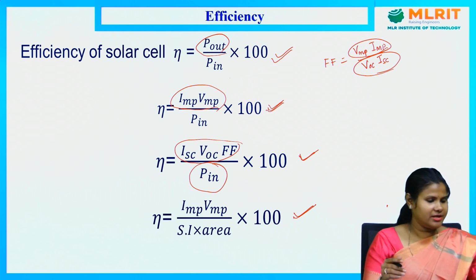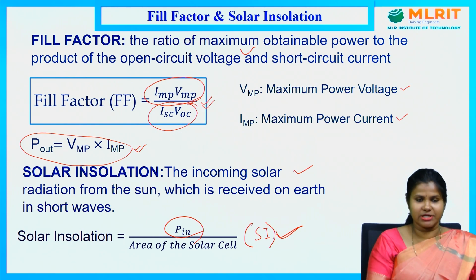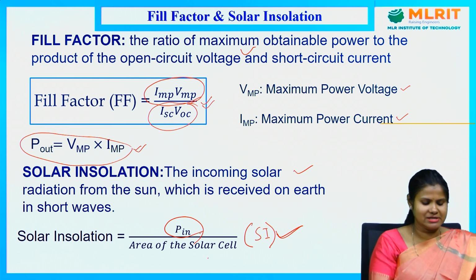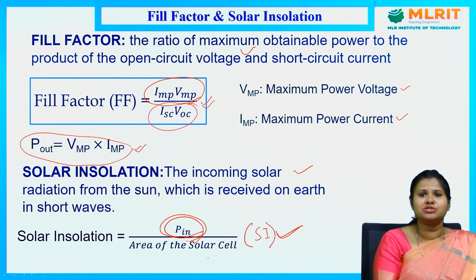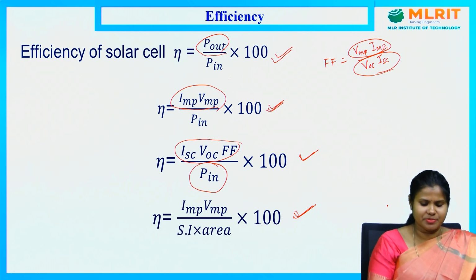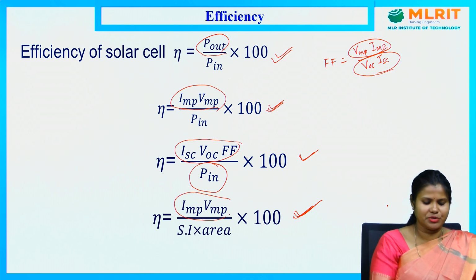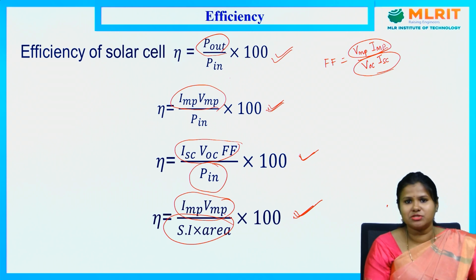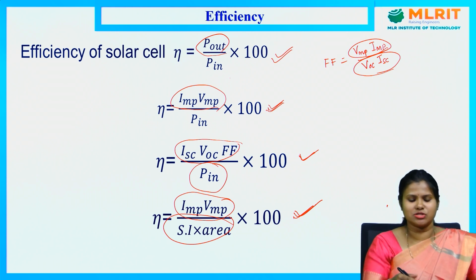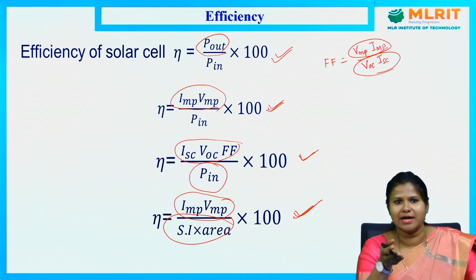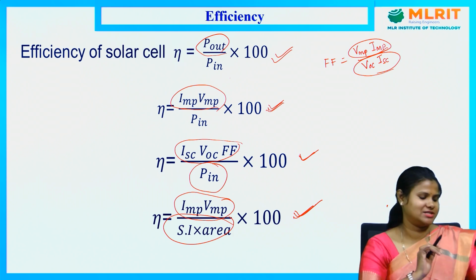As I told in the previous equation, here solar insolation will be equal to input power by area of the solar cell. So P input we can replace as solar insolation into area of the solar cell. Hence this efficiency can be written as VMP into IMP divided by solar insolation into area of the solar cell into 100. So using all these equations, if any of these parameters on the right hand side is given, we can find out the efficiency of this solar cell.